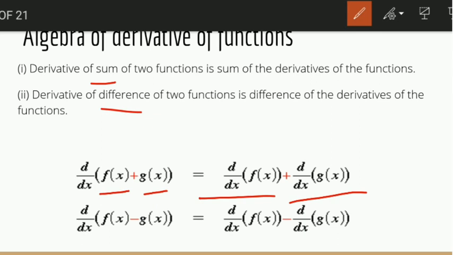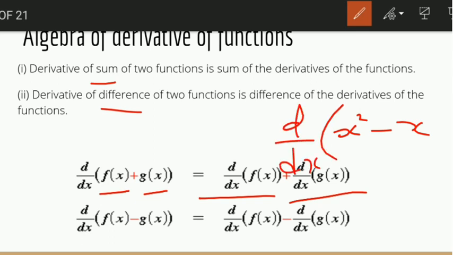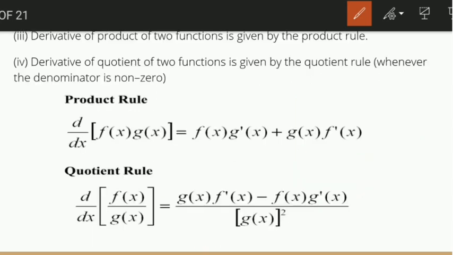When you have x square minus x, and you want to find the derivative of this function, first find the derivative of this and separately find the derivative of this, and you can subtract it. That's what this says. When we have a sum and difference of functions, how to find the differentiation we have already learned.